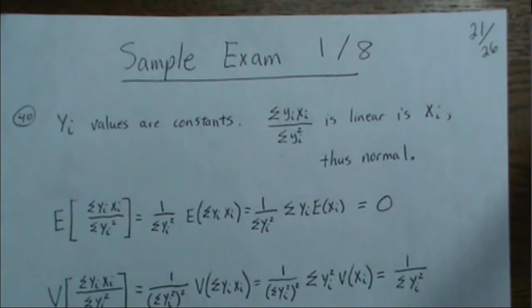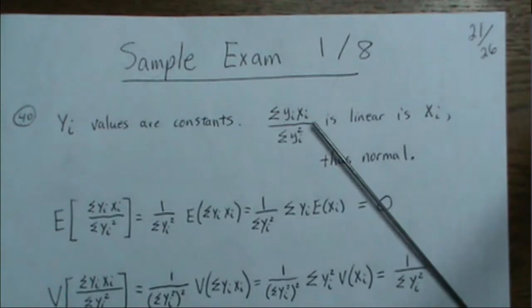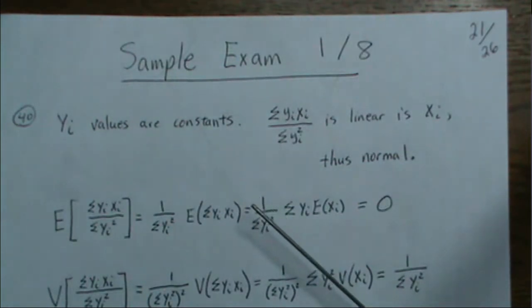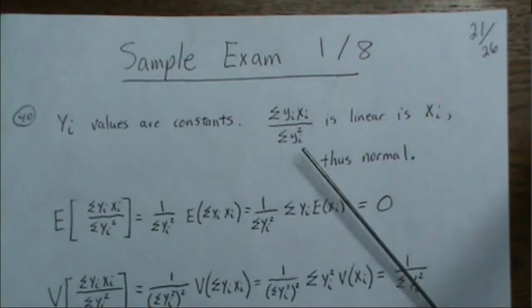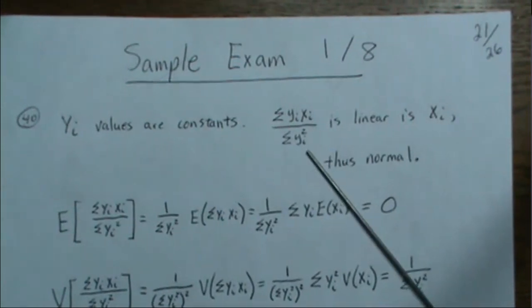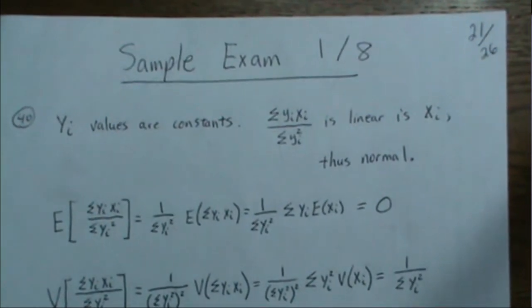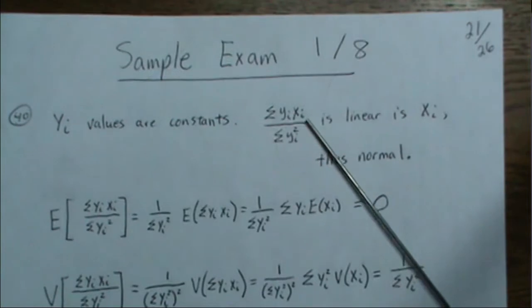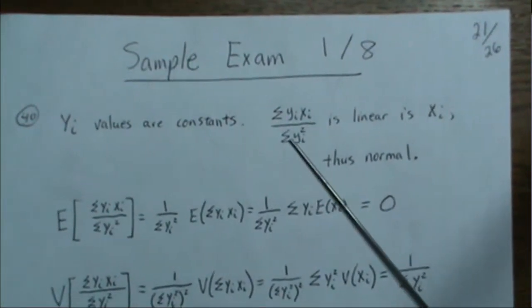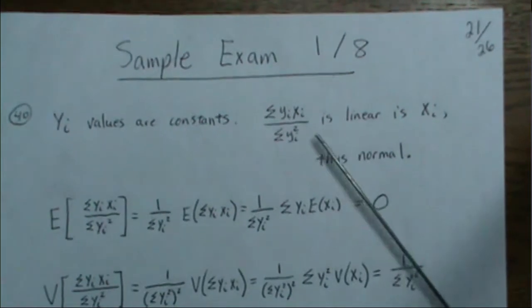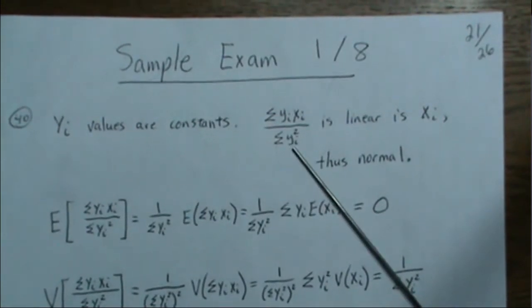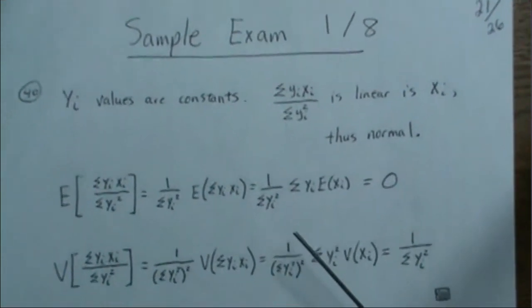Okay, here's example 1 of 8, question 40. We're given that the x's are normally distributed, and the y's are independent, identically distributed from some unknown distribution, but we want to find the density of this given the y values. So that means these are constant. This is a linear combination of the x's. This is constant, those are constant. Any linear combination of normal random variables is normal, so we just need to find the mean and the variance of this, and then we know the distribution.